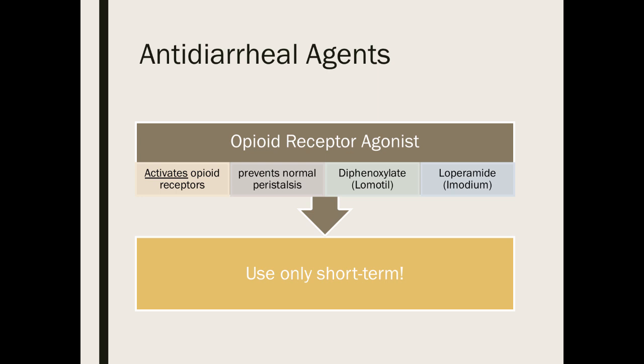We're going to use these only in the short term, please, because if we use them too long, not only are we going to prevent normal peristalsis, we are going to stop it altogether. And we're going to cause an infarction in the GI tract. A bowel infarction carries a much higher mortality rate and risk than even a heart attack. So we're going to use Imodium only in the short term.